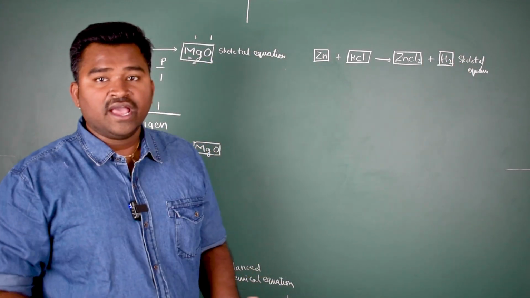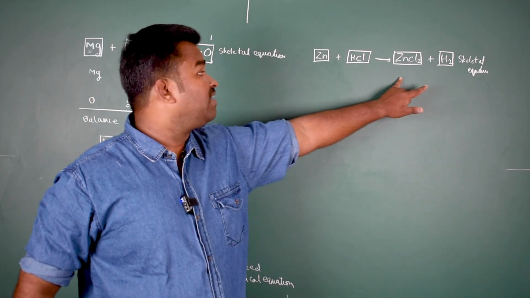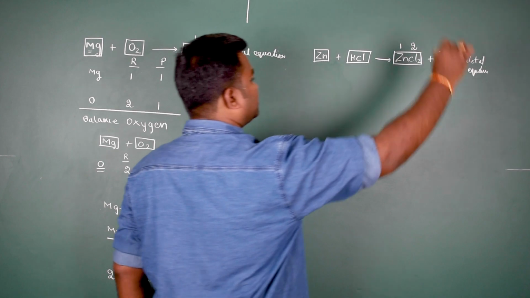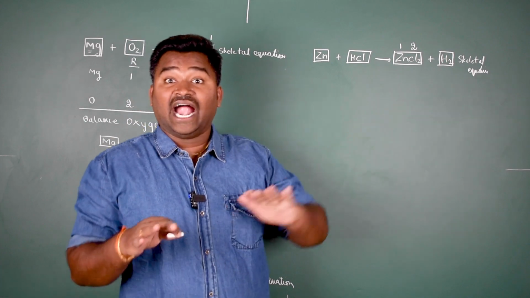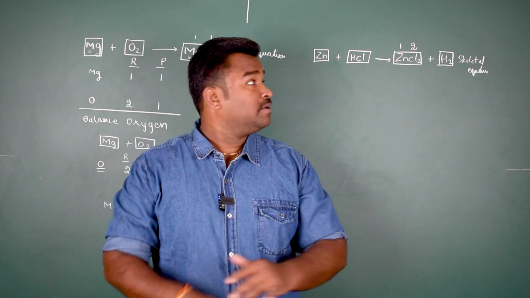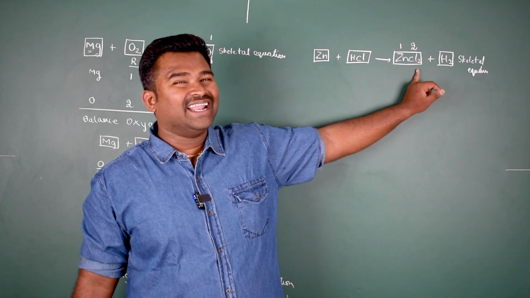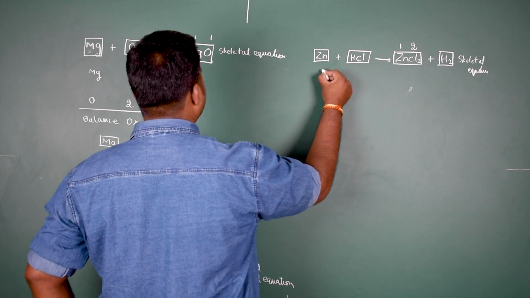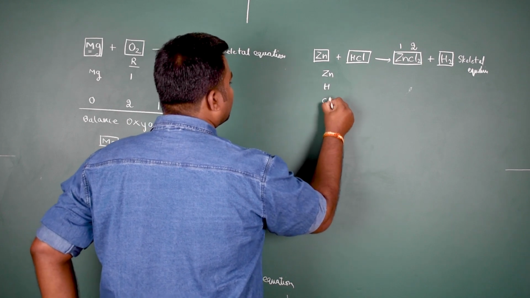The next step would be to figure out the compound which has the maximum number of atoms. Which is the compound that has the maximum number of atoms? This one has the maximum number of atoms, that is 1 zinc and 2 chlorides, correct? The next step would be to balance the atom which is maximum in number in this compound, that is chlorine. So I have to start balancing with chlorine. Before that, I will make a note of the number of atoms: zinc, hydrogen and chlorine.